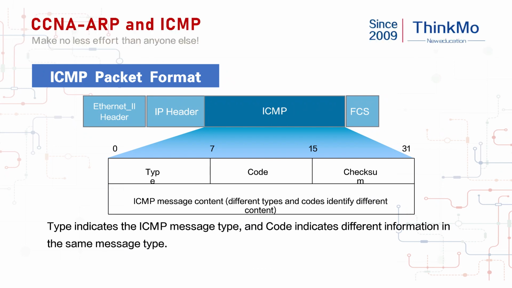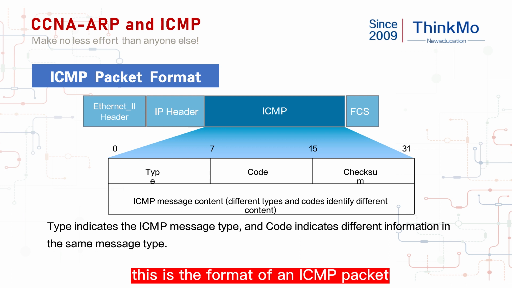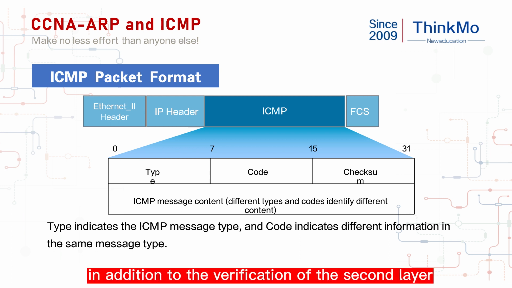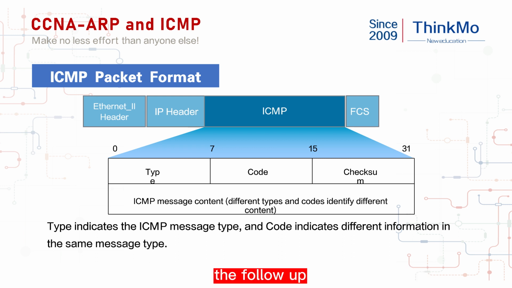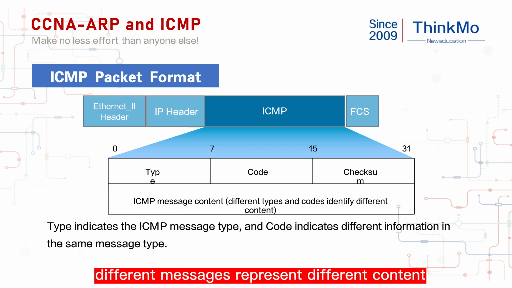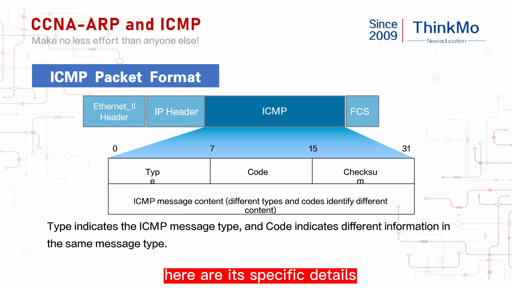Okay, let's move on. This is the format of an ICMP packet. This is a two-layer encapsulation, the E2 I wrote for you. In the three-layer encapsulation, the IP header is packaged at this location, in addition to the verification of the second layer. In the follow-up there is no fourth layer, only ICMP. It has type, code, and checksum. ICMP is specifically the content. Actually, for us, different messages represent different content. Here are its specific details.